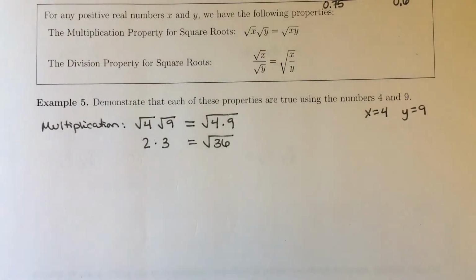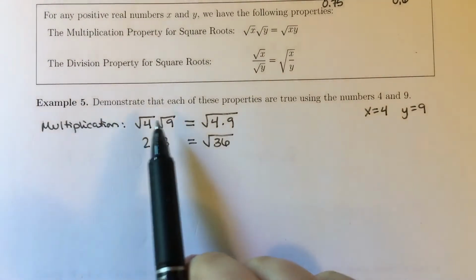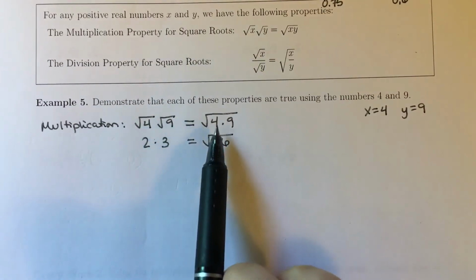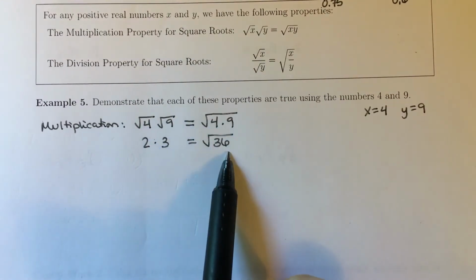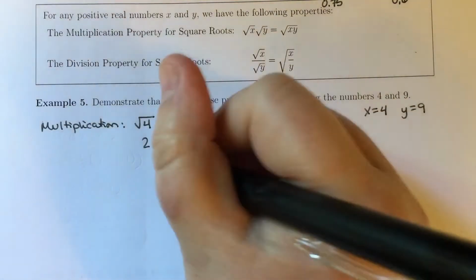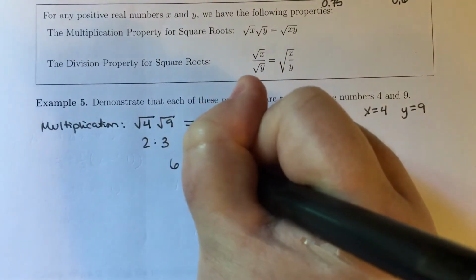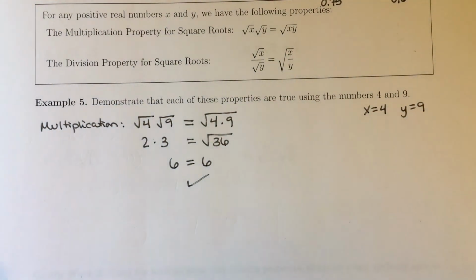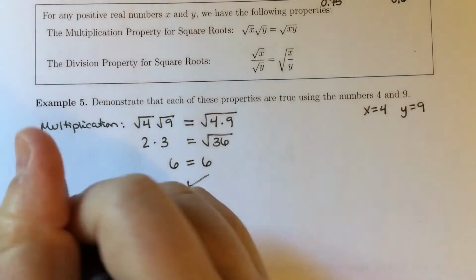So we're using order of operations here. Order of operations in this case would say do the square roots first. But on this one, it would say do the multiplication first. And we end up with the same number both ways. That's really what we are trying to show. Let's do the same thing with division.